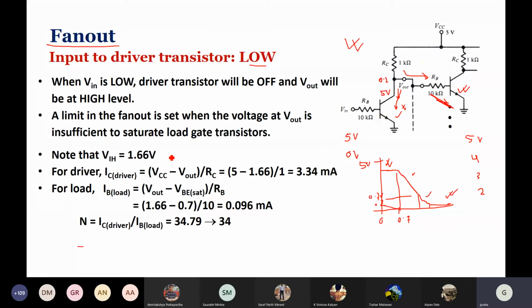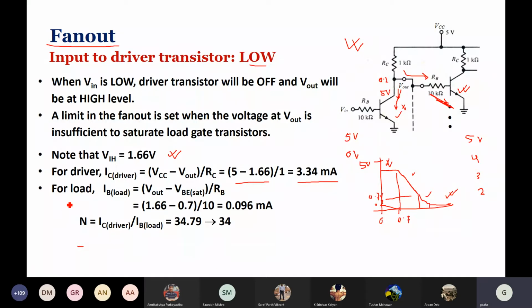So VIH, as you have noted, is 1.66 volt, that is the minimum that we can go down to, right? And when it is at that particular value, the ICRC drop that is allowed is 5 minus 1.66 divided by 1 kilo, that is 3.34 milliampere. Is this fine? So if the current becomes more than that, then the ICRC drop will be such that 5 minus that drop will make the V out less than 1.66 volt. Okay.